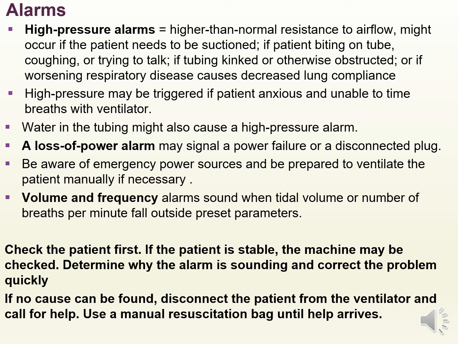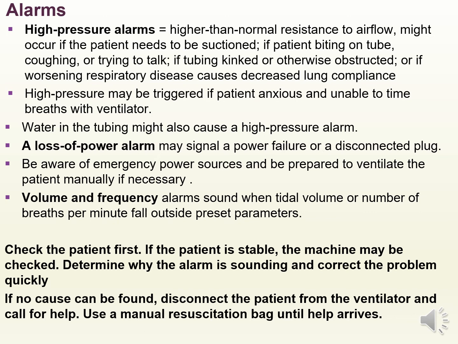High pressure alarms can occur if there is more resistance to the airflow than normal. This might happen if the patient needs to be suctioned, if they're biting on the tube, coughing, or trying to talk, or if the tube is kinked or otherwise obstructed. Sometimes it can happen if the respiratory disease is getting worse and there is a decrease in lung compliance, or if there's water in the tubing. High pressure may be triggered also if the patient is anxious and not able to breathe in sync with the ventilator. A loss of power alarm may signal a power failure or a disconnected plug.